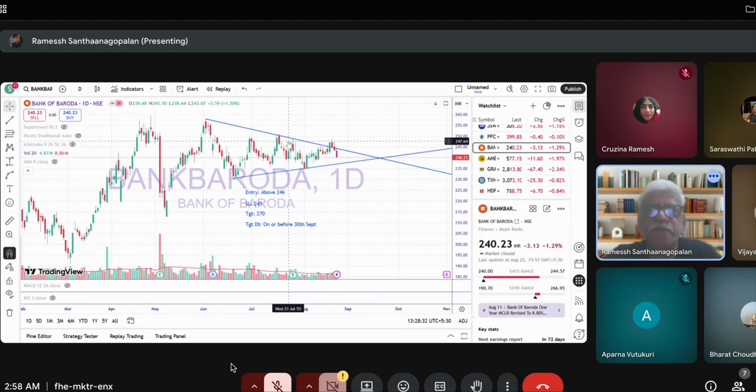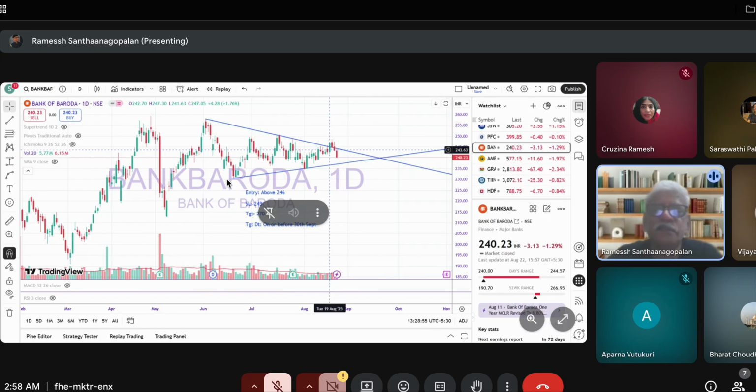From here it started coming down. From here it started moving up. Here is the breakout. But look at the volume. 6.15 is the average and 5.77 is that day's volume. That means turbulence. Definitely a turbulence. Look at the stock, it started moving down.